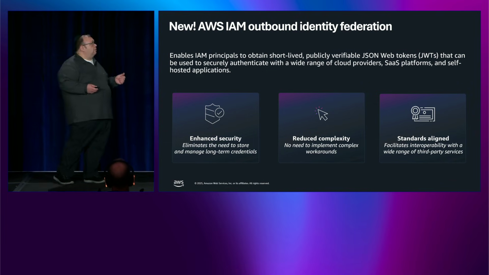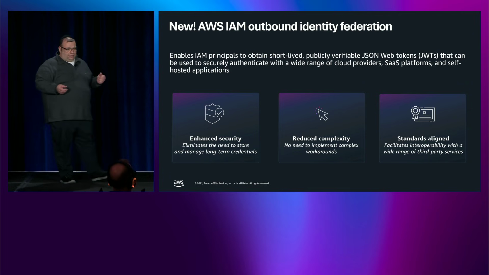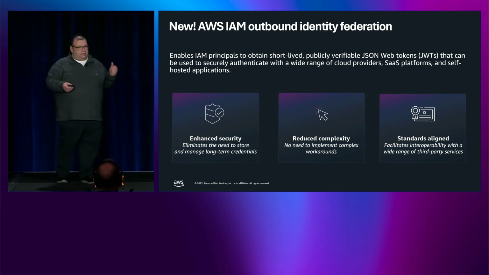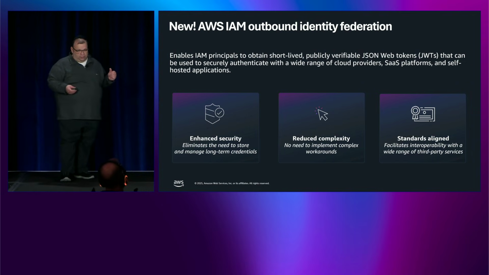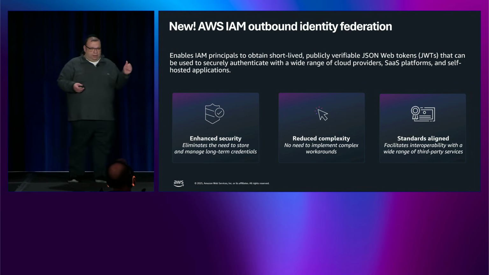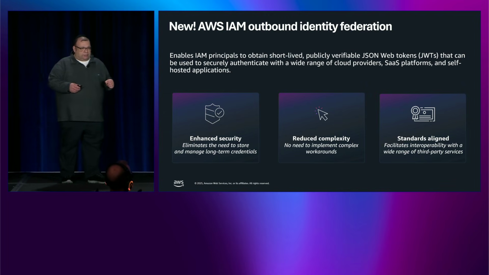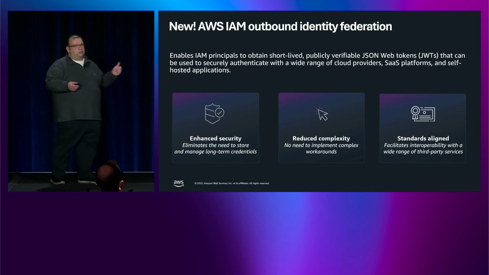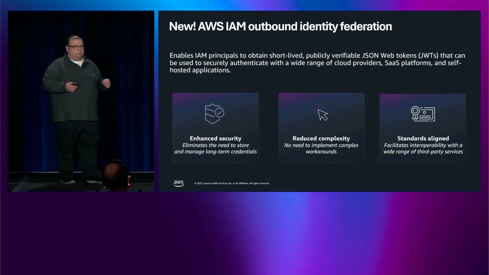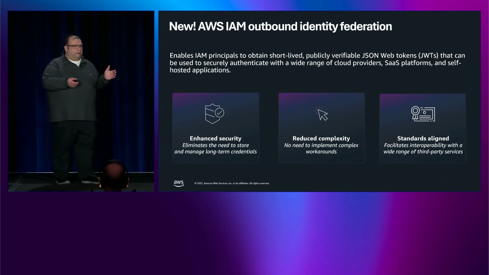So how do we do that? We launched AWS IAM Outbound Identity Federation. And what it allows you to do is obtain short-lived credentials that are publicly verifiable and use them to authenticate to external services. So what this provides is enhanced security, right? It eliminates the need to store those long-term credentials, because there's a new API, STS GetWebIdentityToken.